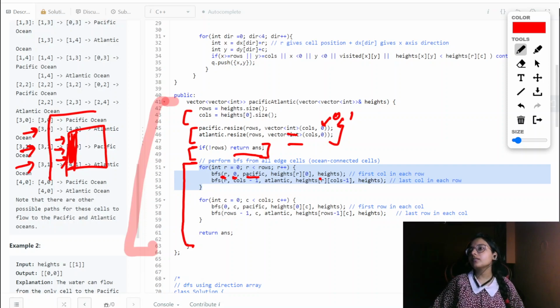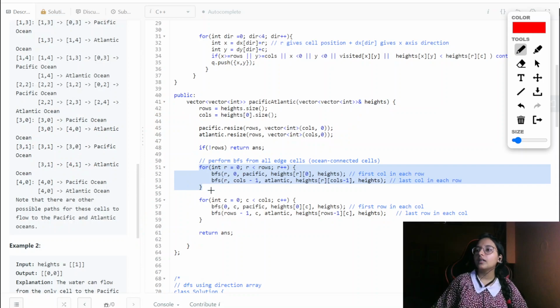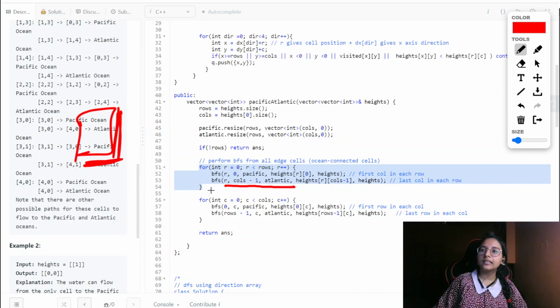And then here I'm having the height, basically this one. For further processing, I require that in my BFS. And then comes the next part. This is for the Atlantic Ocean. So our Atlantic Ocean is basically this and this, right?